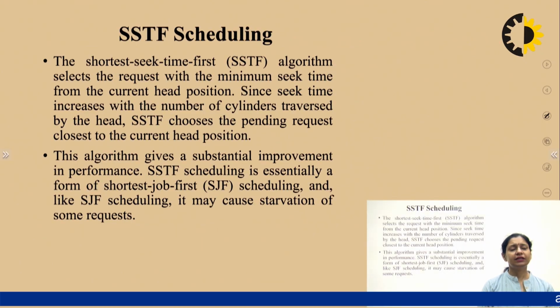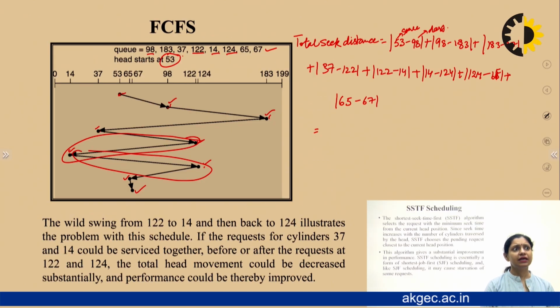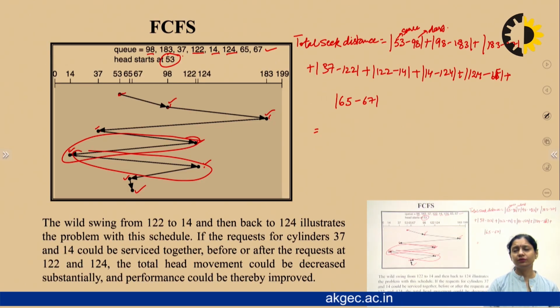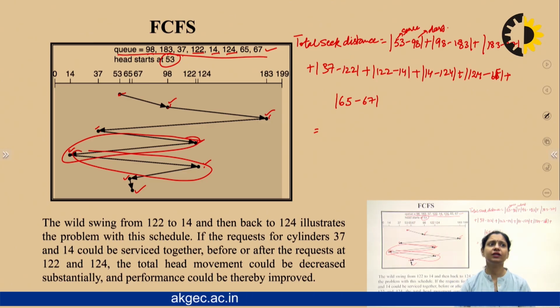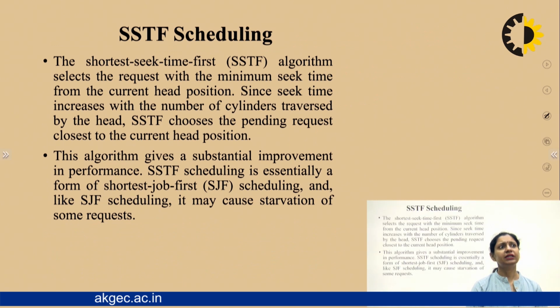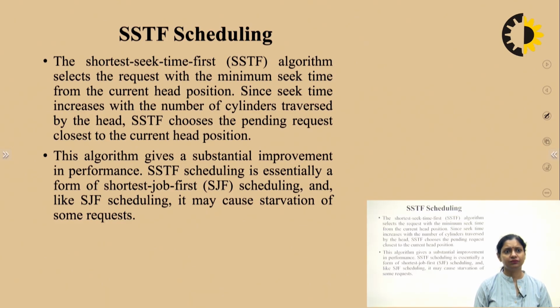The next scheduling that we have is shortest seek time first. In this case, unlike first come first serve, where we were traversing the queue as and when any requirement comes up, this won't be the case in shortest seek time first. Here we believe that the requirements for traversing the pointers are already given to us. The traversal will work on the minimum seek time from the current head position.